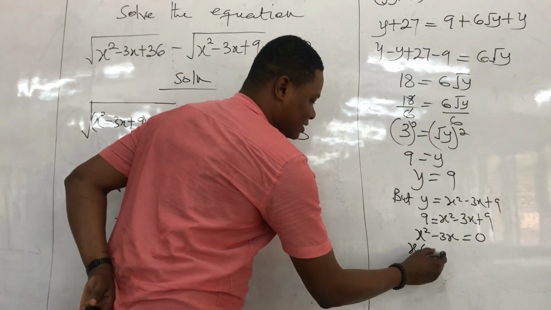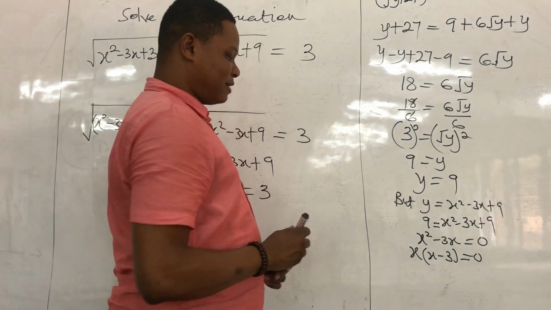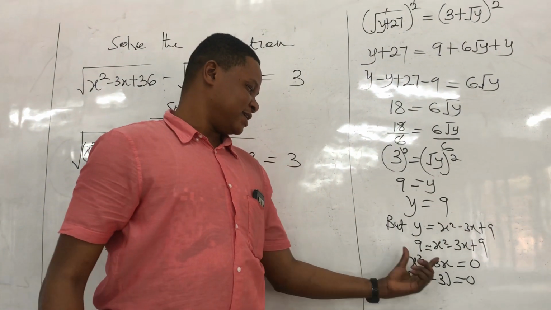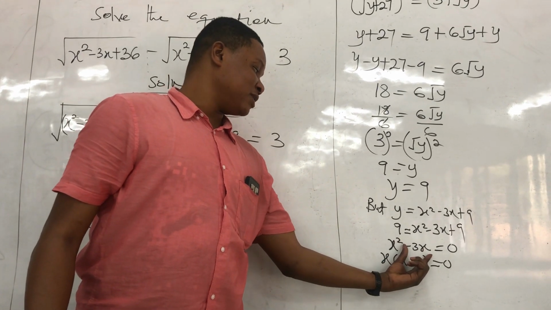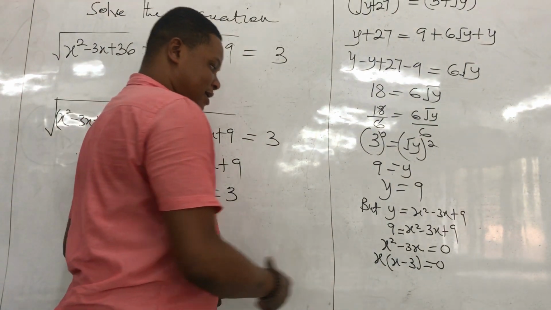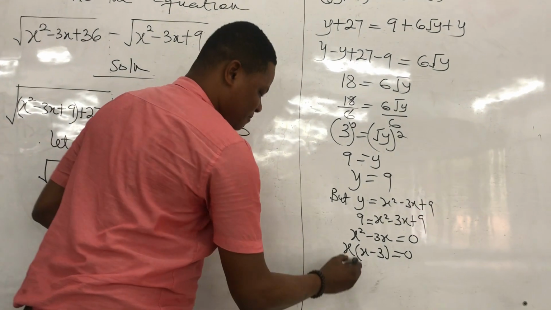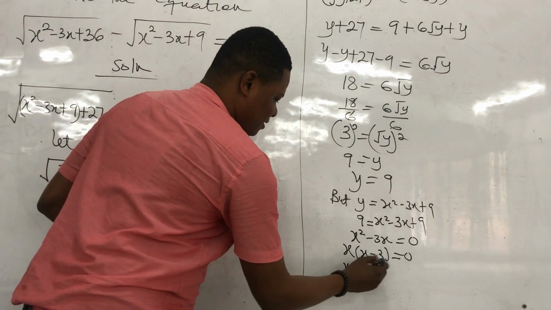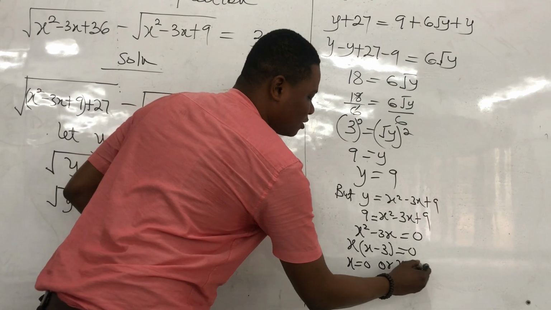Therefore, you factorize x and you have x times x minus 3 equal to 0. So be careful. Some of the students, when they see this, don't even know that it's a quadratic equation. It is a quadratic equation with no constant term. Therefore, you can factorize x. And so you have x is equal to 0, or this expression also equal to 0. So you get x is equal to 3.